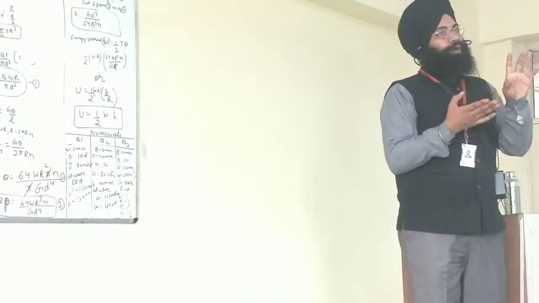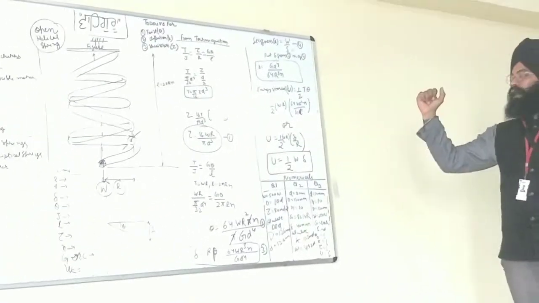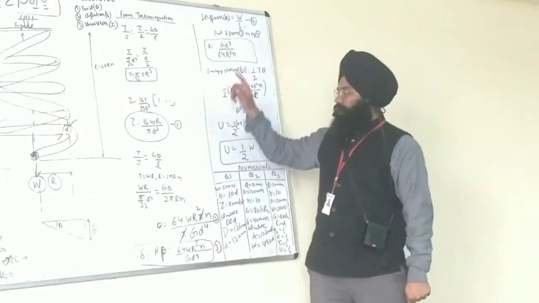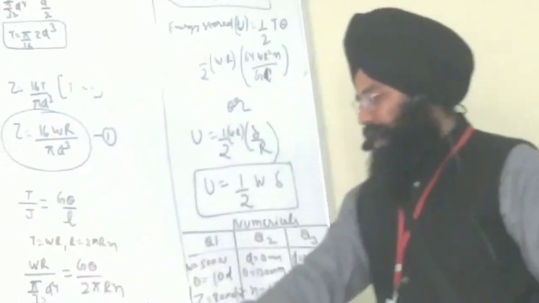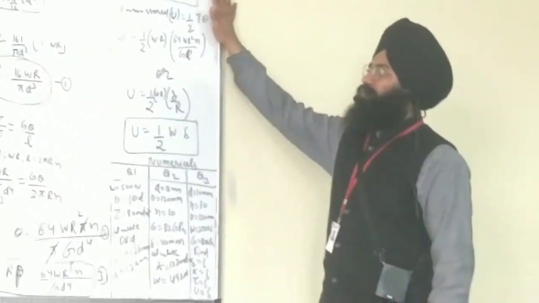Now we come to the fourth term, that is stiffness. Stiffness is basically W by delta. W you already know that it is the load, and delta you have already calculated, so you just put the values. You get the stiffness.